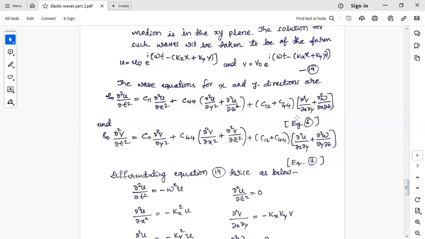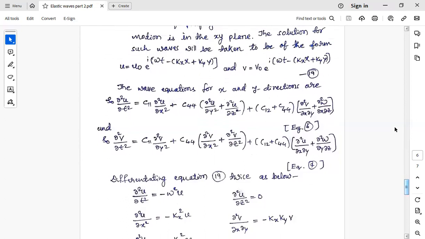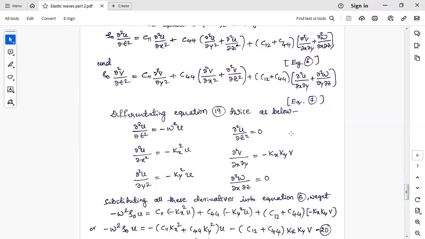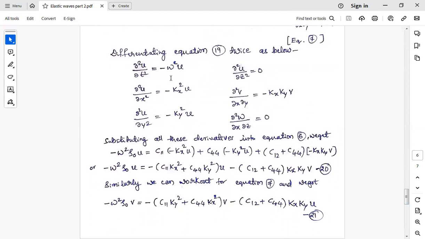And now again we have to take equation 6 and equation 7, which I derived in the earlier case, as the wave equations for x and y directions. These we have to use. Now this type of solution we have assumed, equation 19. And as usual, you have to differentiate equation 19 twice as below. Once with respect to time, that gives minus omega square u. How this comes, I already explained in the earlier video.